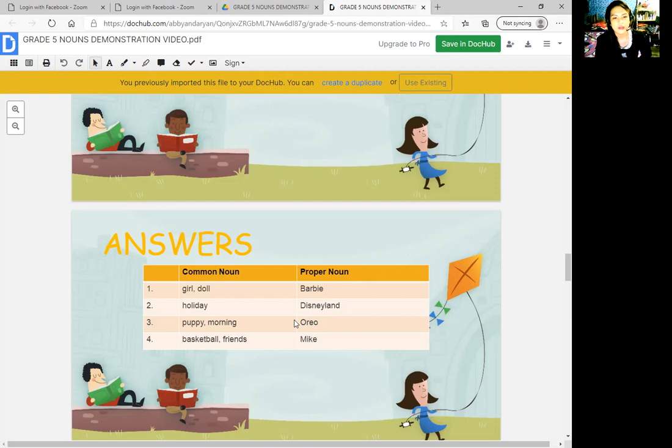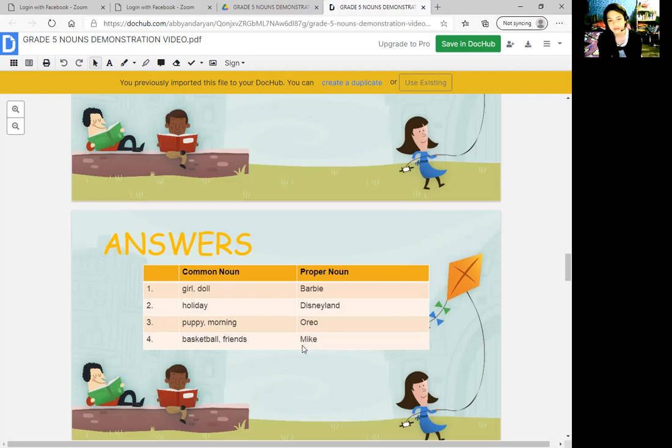Okay, and then the fourth sentence, the common nouns there are basketball and friends, and then the proper noun is Mike. It tells you the specific subject of the sentence, which is Mike. So it tells you the specific name of the person. All right, so I'm sure that was a very easy, lemon squeezy activity, and I'm sure that all of you got it correctly. Congratulations, boys and girls.